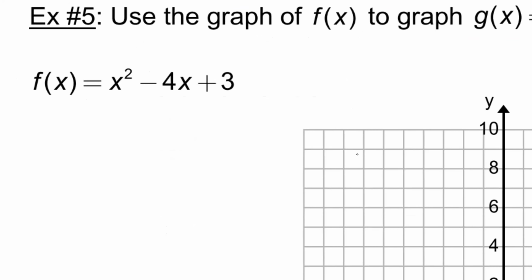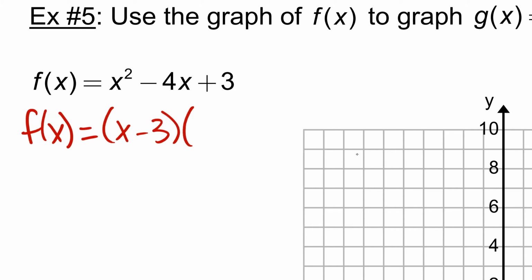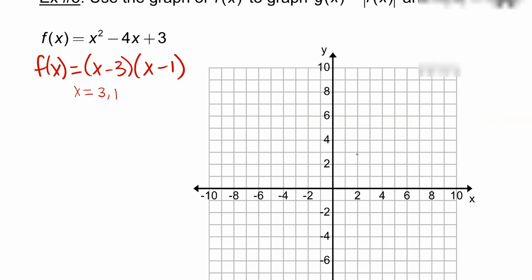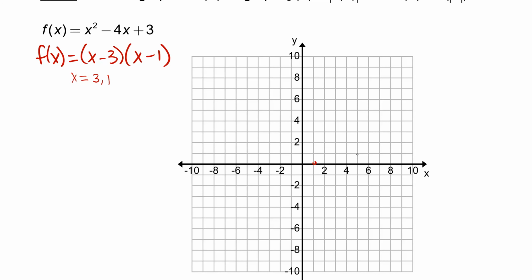Let me pick a nice color. So, f of x is equal to... how do I factor this? x minus 3, x minus 1. So the two zeros are going to be at 1 and 3.